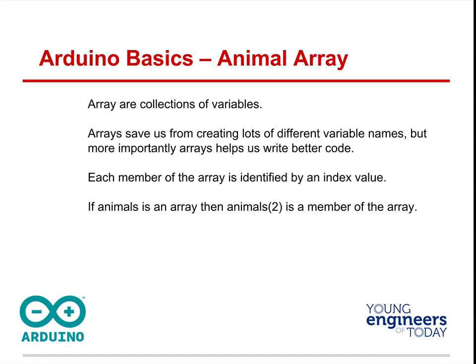Each member of the array is identified by an index number. See, right there it is. If animals is an array, then animals 2 is a member of that array. So animals is the array, and animal 2 is part of that array.